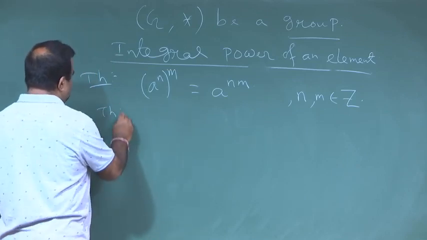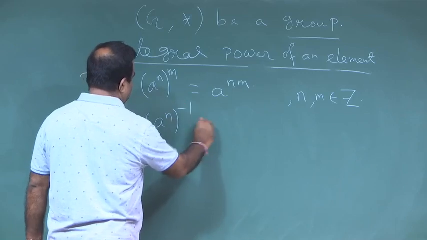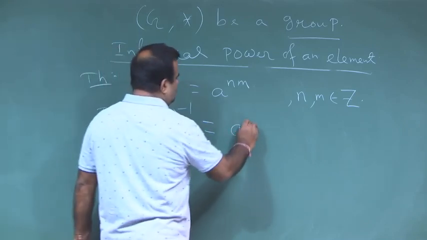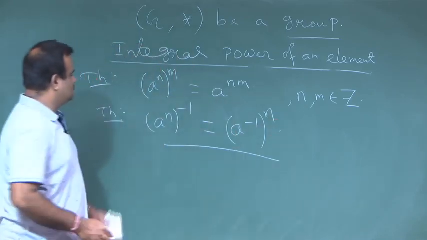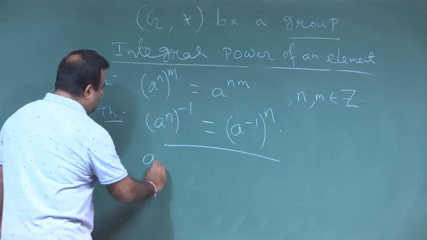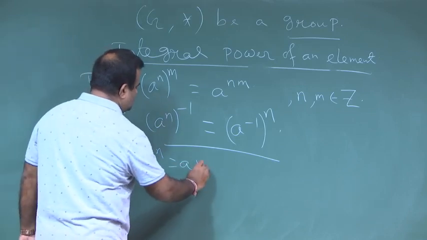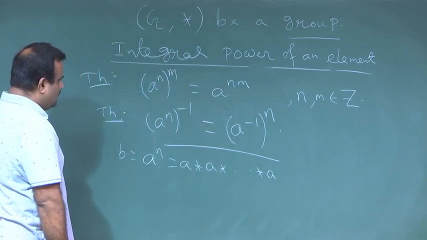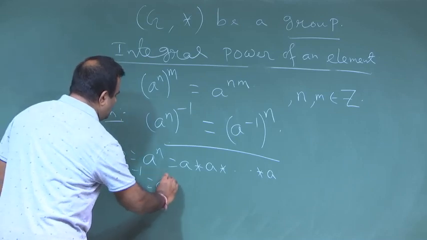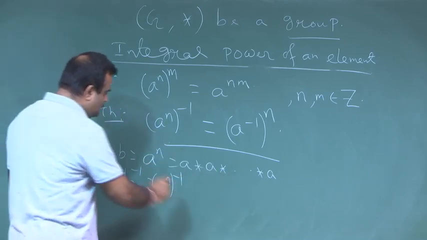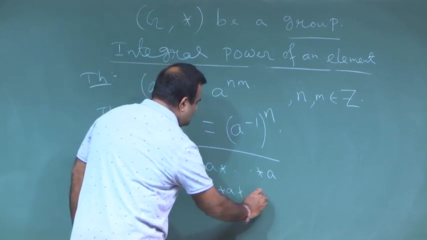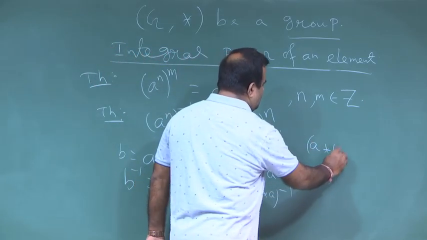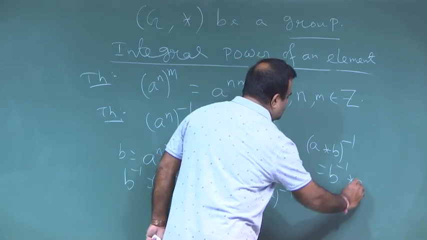So, another result is a to the power n to the power minus 1. This minus 1 means the inverse. So, what is a to the power n? So, b is equal to a to the power n. This is basically a star a, n times. Now, if you take the inverse of this, this is an element. So, this is basically inverse of this, a star a inverse. Now, we know the result a star b inverse is equal to b inverse a inverse.